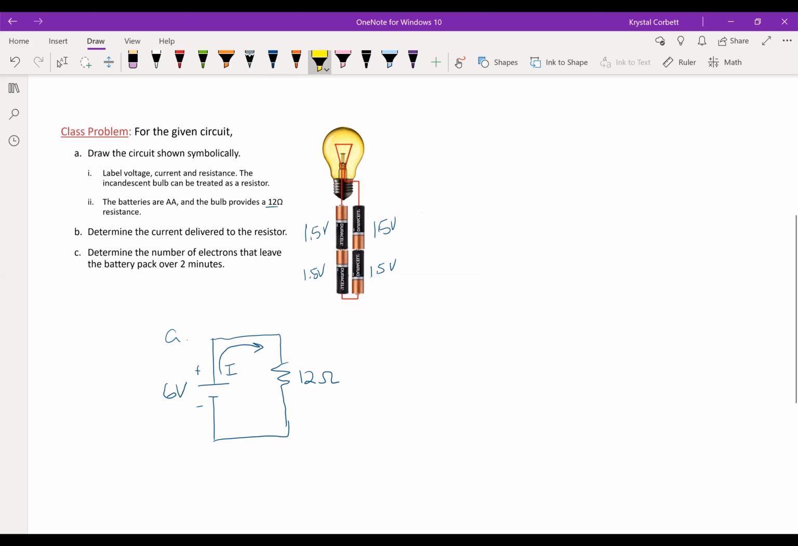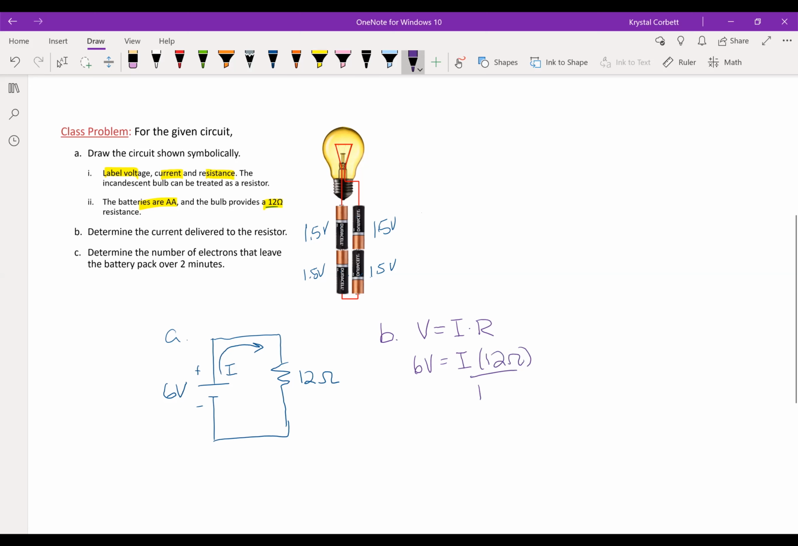So let's make sure we've done everything. We labeled the voltage, current, and resistance, and the batteries are AA, which we accounted for with the 6 volts, and the bulb has 12 ohms. Determine the current delivered to the resistor. What are we going to do in order to determine the current delivered to the resistor? We're going to use Ohm's law. I know that V equals I times R. My voltage is 6 volts. I'm trying to find my current. I don't know the value of current, but I know my resistance is 12 ohms.